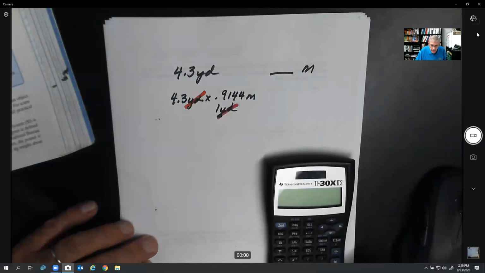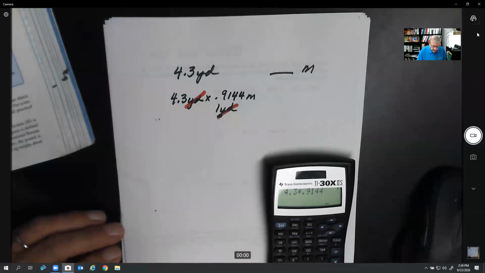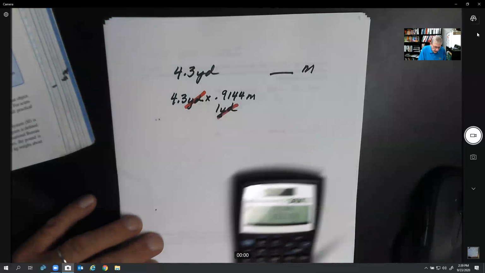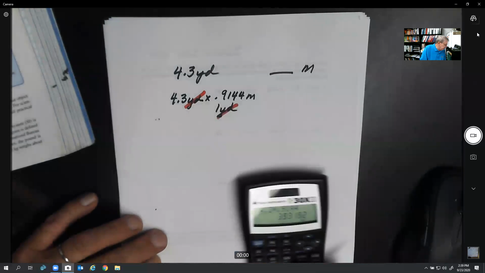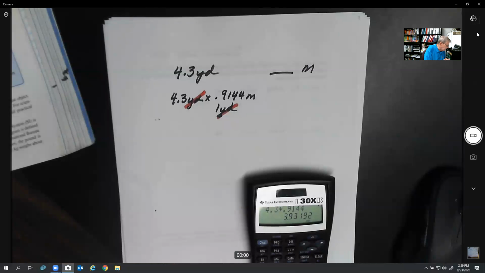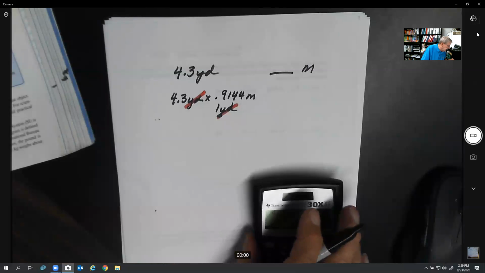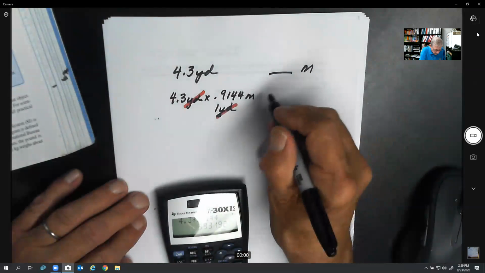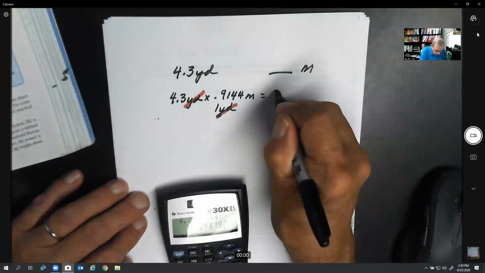4.3. Turn that on. 4.3 times 0.9144. Another thing you should always do when you're taking your test is maybe double check your numbers here or redo the problem. Now, according to the book, we can carry this out a whole lot of places, but usually we go out maybe 1 decimal place. So I'm going to write down what it was.